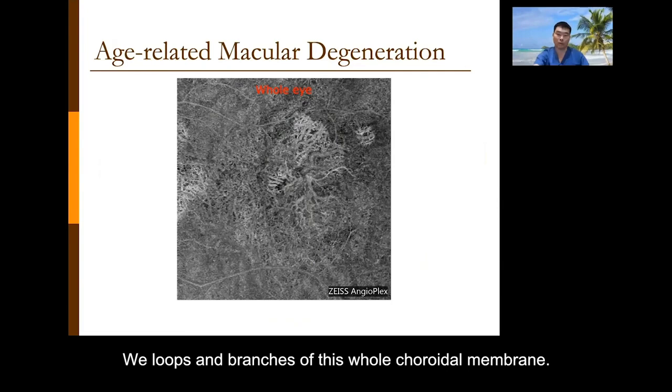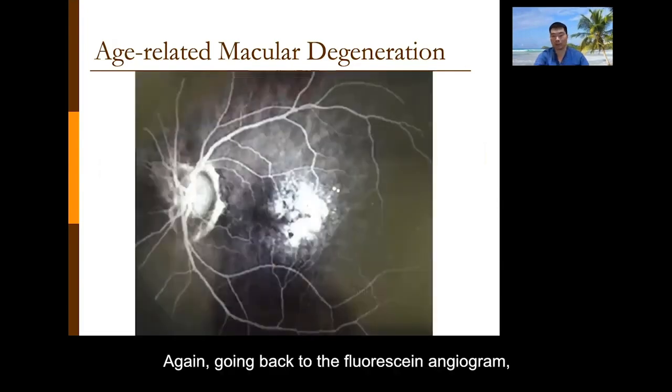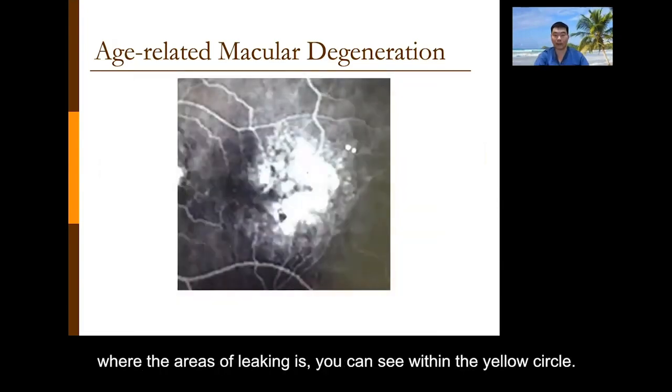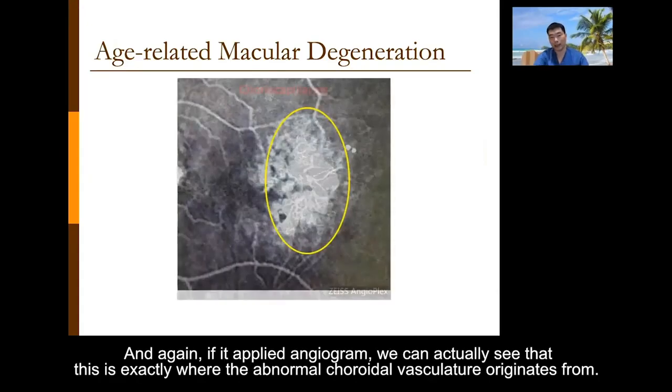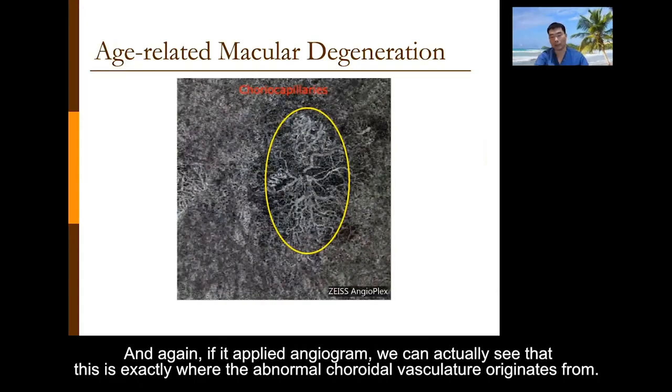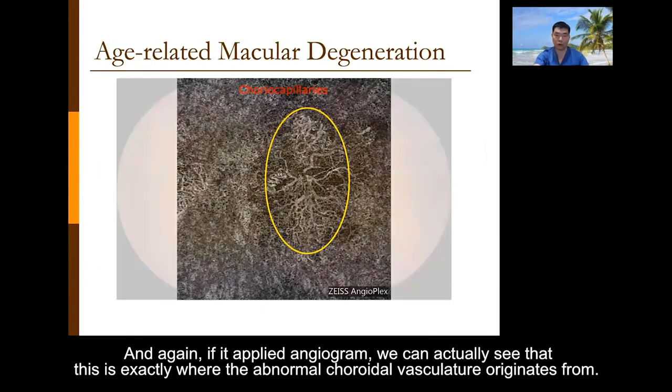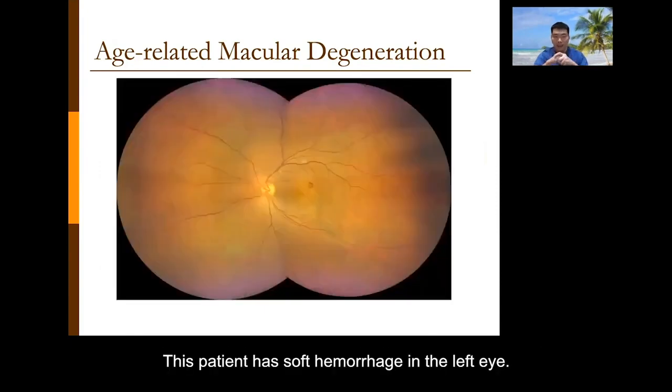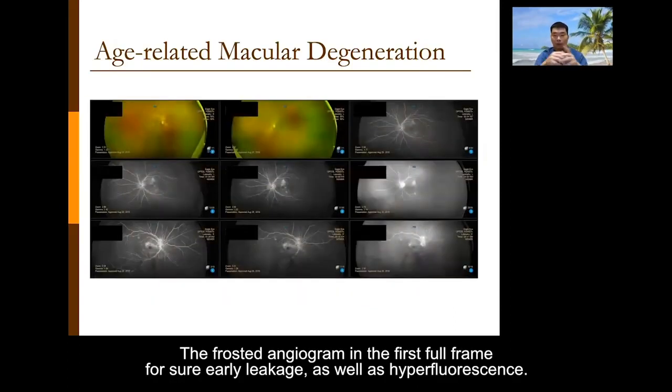Again, going back to the fluorescein angiogram, the areas of leakage in a magnified view, as you can see within the yellow circle. And if we apply the angiogram, we can actually see that this is exactly where the abnormal choroidal vasculature originates from. This patient also has a little bit of subretinal hemorrhage in the left eye. The fluorescein angiogram in the first 4 frames will show early leakage as well as hyperfluorescence.